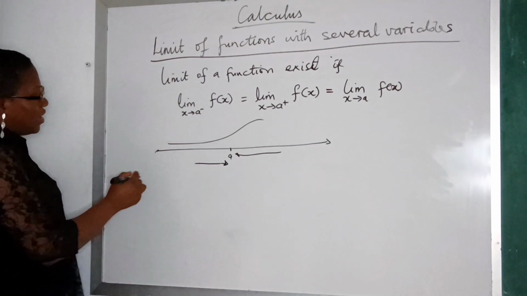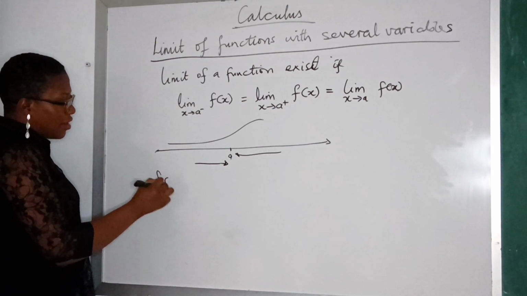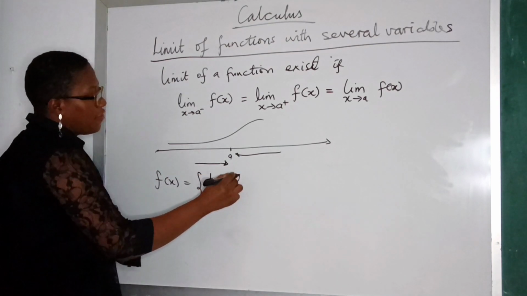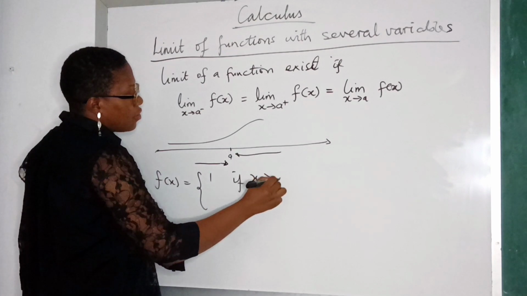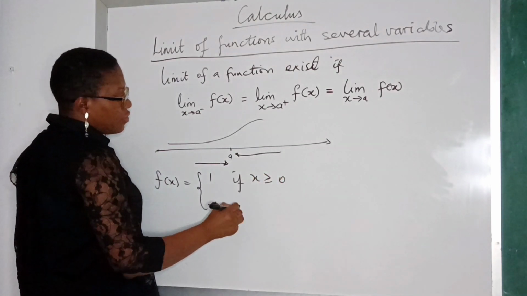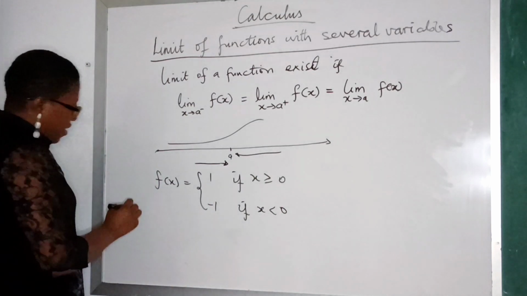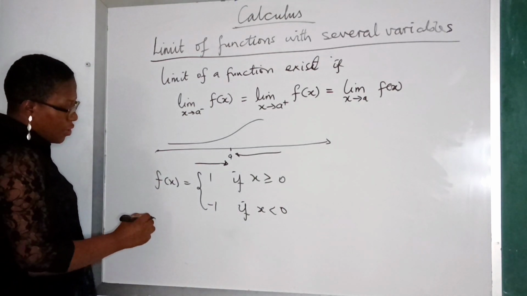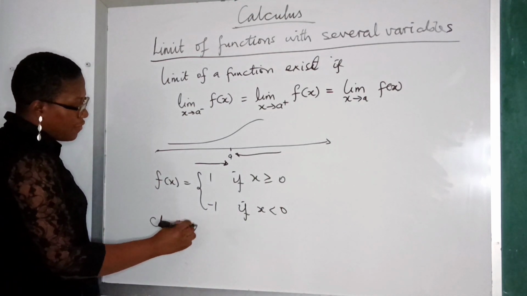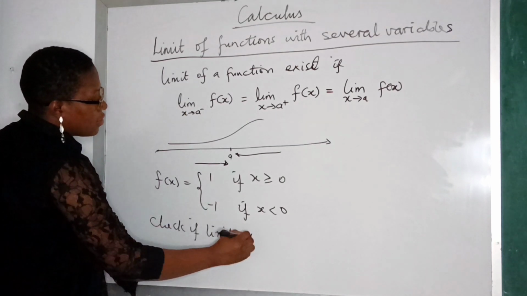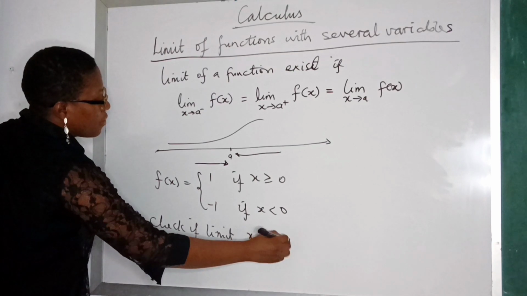Alright. So an example. Let's take f of x to be equal to 1 if x is greater than or equal to 0, and equal to minus 1 if x is less than 0. Let's check if the limit at x equals 0 exists.